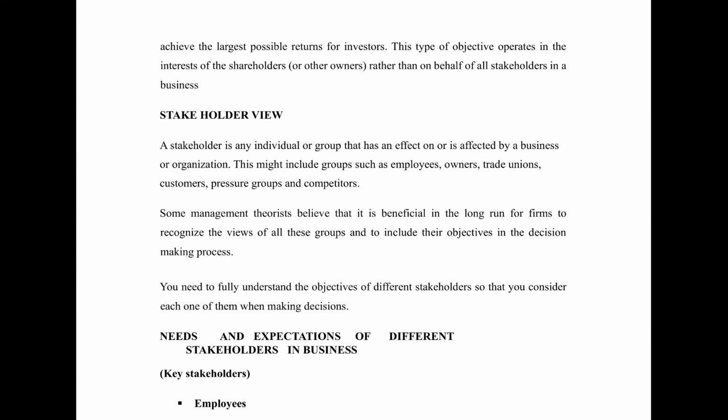The second view is the stakeholders view. Now with this one, it is interesting. Let's first of all, once again, define a stakeholder. It is any individual, any group that has an effect on or is affected by a business or an organization. It may include groups such as employees, the owners, the trade unions, the customers, the pressure groups, and the competitors.